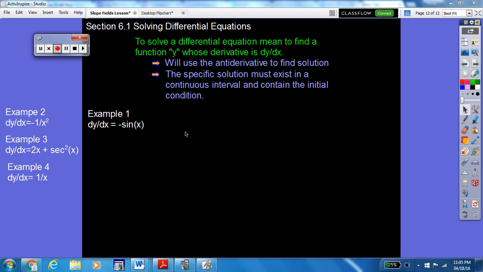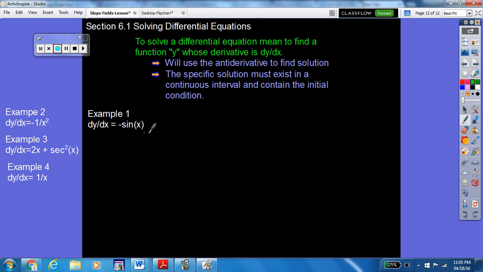Okay, so we are going to be solving differential equations. We sort of started this in class already, and I'm going to give you some examples ranging from real basic to ones that have discontinuities and they get a little bit more interesting. So the first one we have here is dy/dx equals negative sine of x.